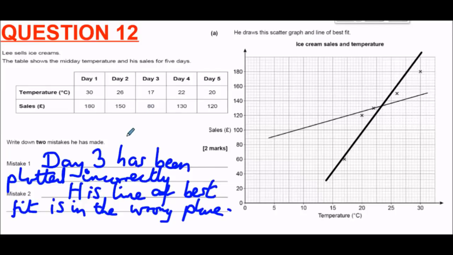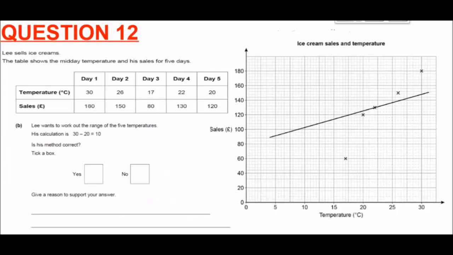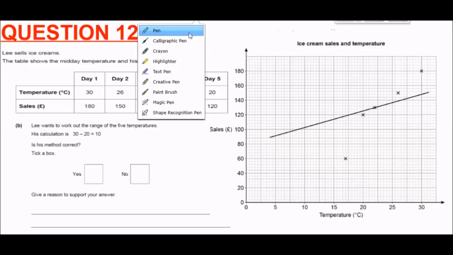So that's the first part of the question done, part A. If we go forward onto part B, Lee wants to work out the range of the 5 temperatures. His calculation is 30 take away 20, which equals 10. Is his method correct? Slightly dubious question. His method might be correct. He might just be honestly mistaken. To work out the range, we do the highest take away the lowest. So the highest temperature is 30.